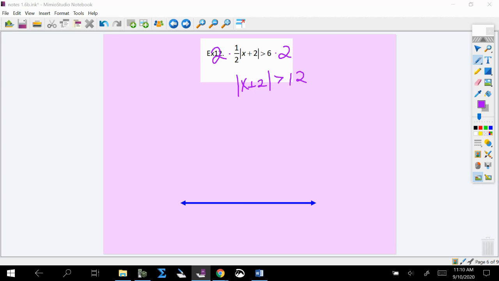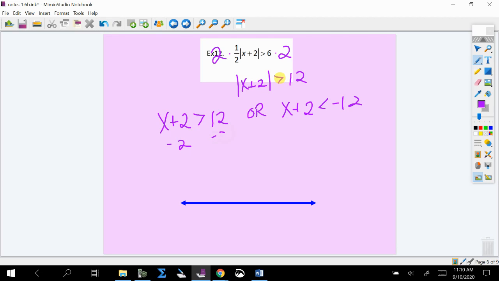Again, you see this greater than sign. That tells me I have to write it as an or inequality. So x plus 2 is greater than 12, or x plus 2 is less than negative 12. So it's giving you the extremes. That's what an or does. It kind of gives you those extreme opposite parts of the graph.